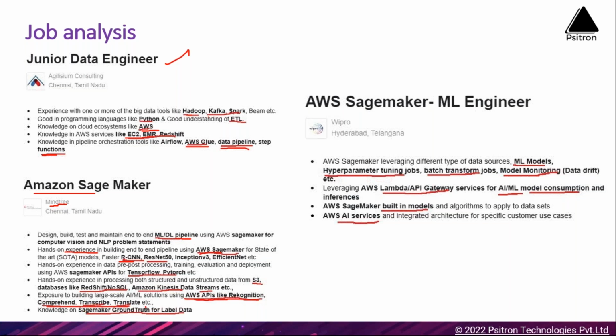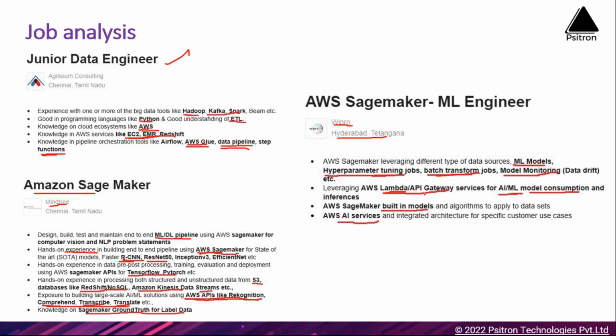You just check it out. You won't believe there are companies who just hire for AI services only. I'm talking about Amazon Rekognition, for example. You need hands-on experience on Rekognition. You need hands-on experience on Lex, right? So just check it out. So Wipro, Hyderabad, Telangana is just looking for a person who has experience in Amazon SageMaker, the hands-on experience, hyperparameter tuning, batch transformation, and just check it out.